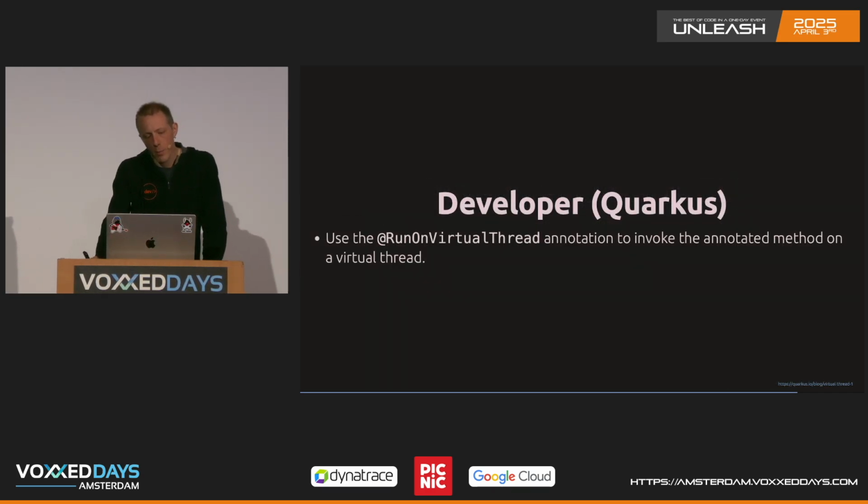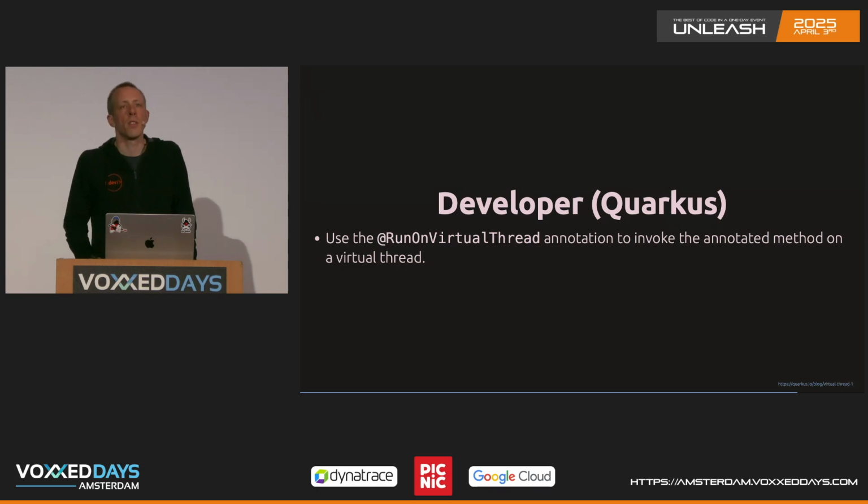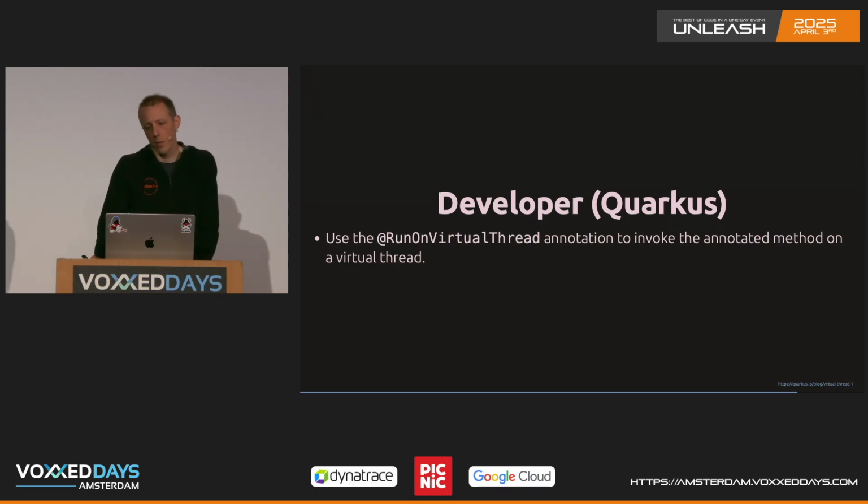If you're a Quarkus developer, you can use the RunOnVirtualThread annotation to invoke the method that you annotated on a virtual thread.